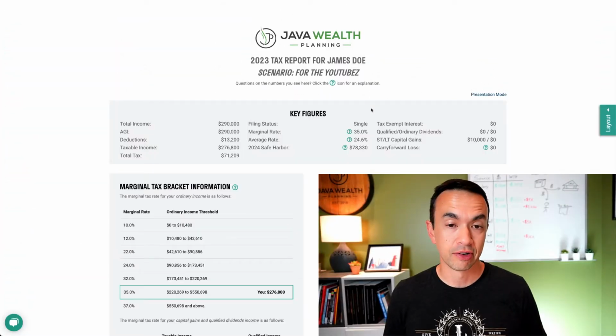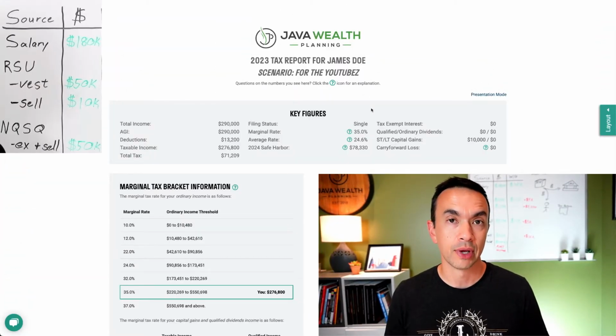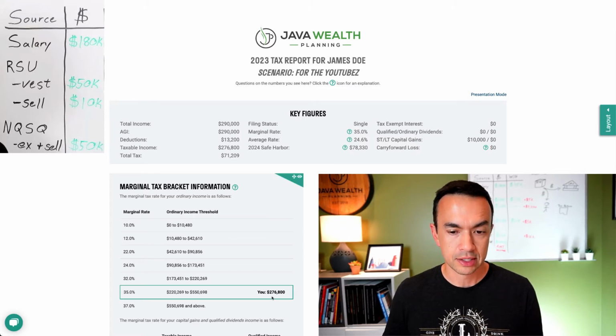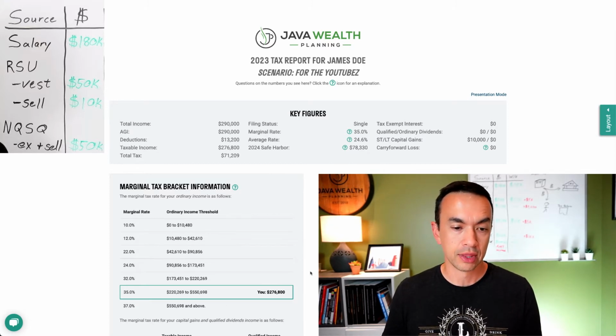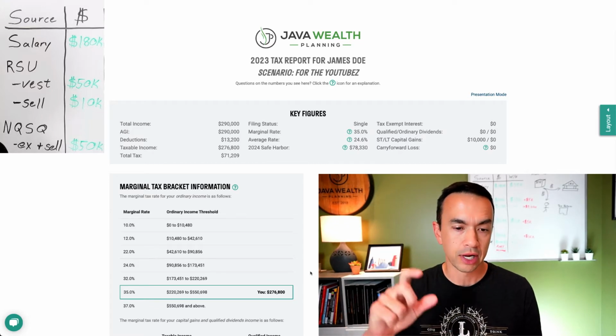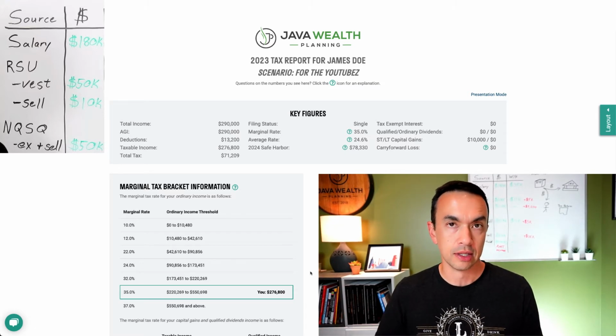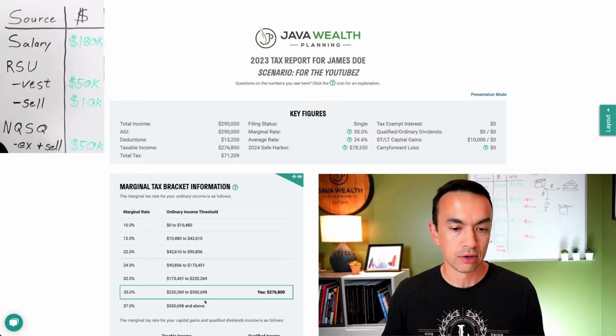In our particular scenario, whenever we have our salary and then we add the $50,000 of RSU income and then the $50,000 of non-qualified stock option income from exercising those non-qualified stock options, and then also the $10,000 of short-term capital gains, then that gives us our total income of $290,000. Subtract the deduction, and so our taxable income gets to $276,000, which is in the 35% marginal tax bracket. But thinking through how it actually goes through those tax brackets, that first $50,000, say for the RSUs, was taxed at 32%, and then the non-qualified stock options got taxed at that 35% tax rate.